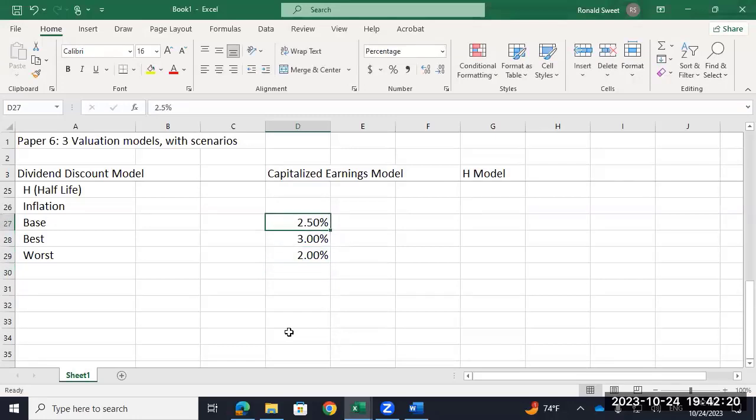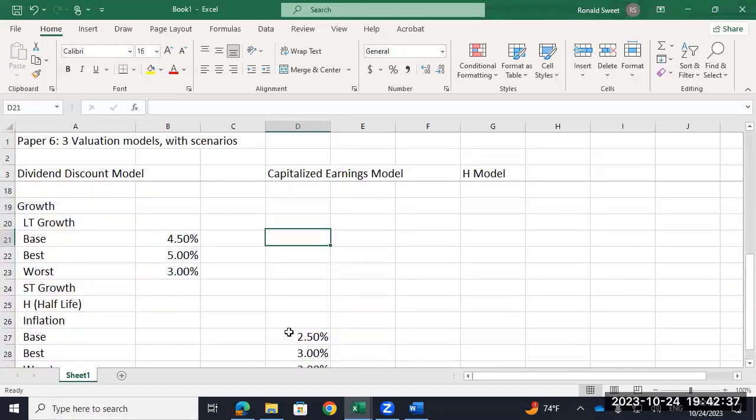So capitalized earnings, when I explain it, you're going to see that it doesn't matter as much on that model because of what it's telling us. It's not actually telling us valuation, it's telling us the floor for the stock. So it's a little bit different. Then on the H model, you can use the same scenarios here. I'm going to talk about why you might not.